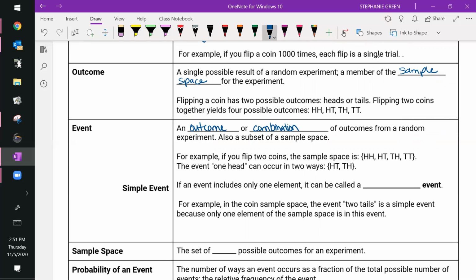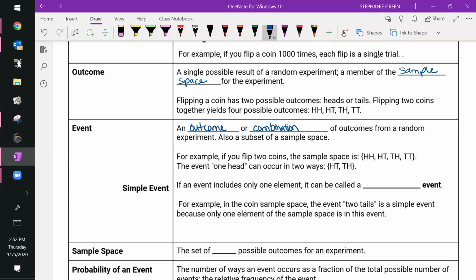An event is an outcome, or it could be a combination of outcomes from a random experiment, also known as a subset of the sample space. So, for example, if you flip 2 coins, then we know the sample space again is what we saw above. The event, 1 head, can occur in 2 ways. We could get heads first, then tails, or tails first, then heads. So the event having 1 head has 2 possible outcomes out of 4 in the sample space.